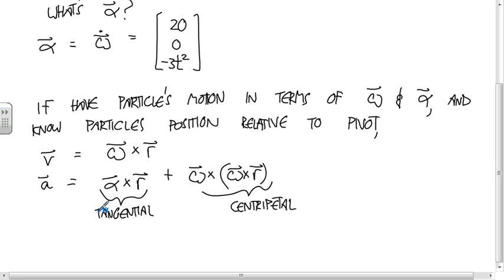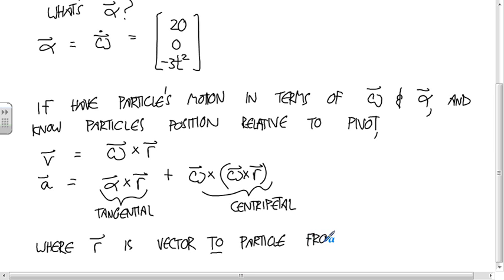And I mentioned this, but in order to use this, you have to know that that r vector is a vector pointing to the particle of interest from the pivot. And that pivot is the center of the circle or the sphere that the motion is happening about.